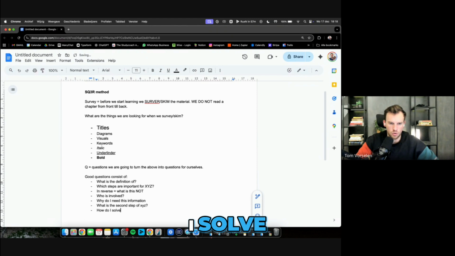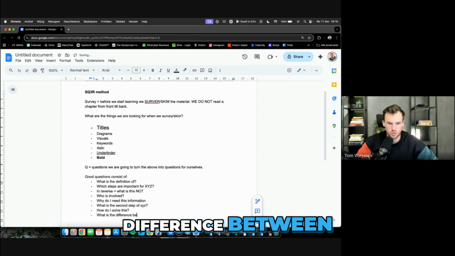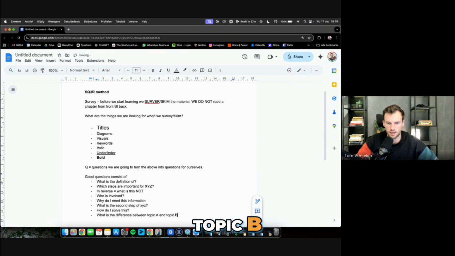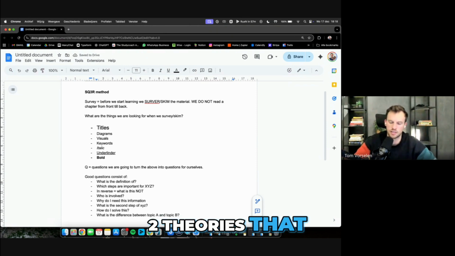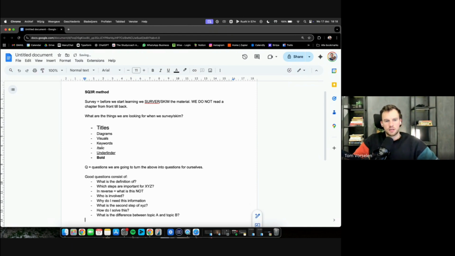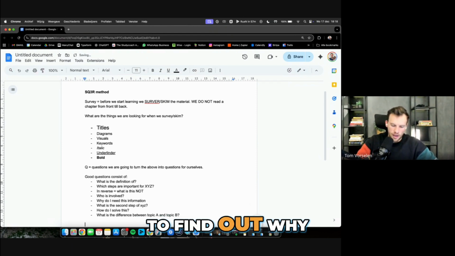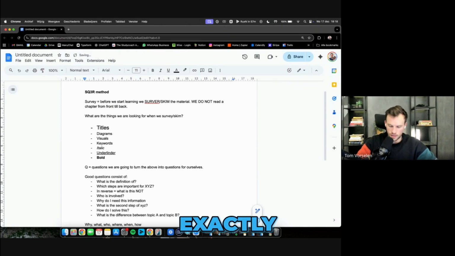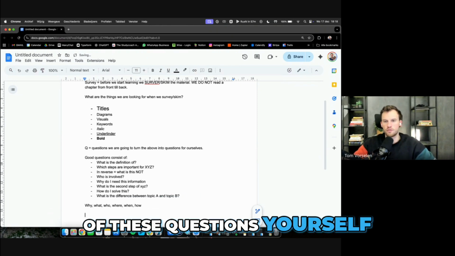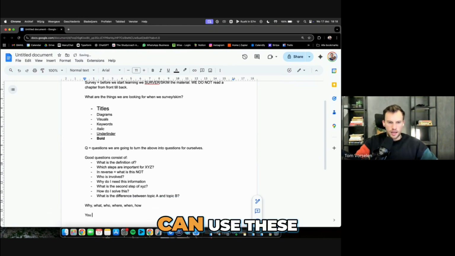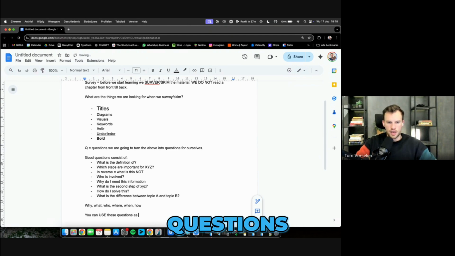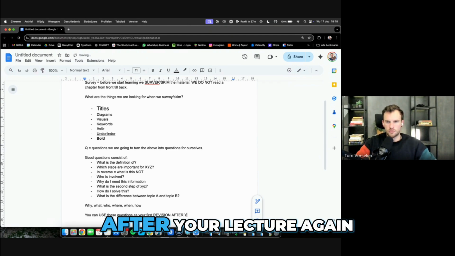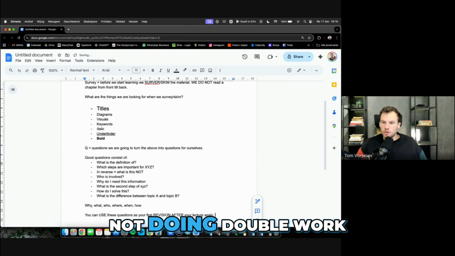How do I solve this? What is the difference between topic A and topic B? If you have like 2 theories that you need to compare. So you always want to find out why, what, who, where, when, and how. You can come up with all of these questions yourself in preparation, and you can use these questions as your first revision after your lecture again. So you're not doing double work.